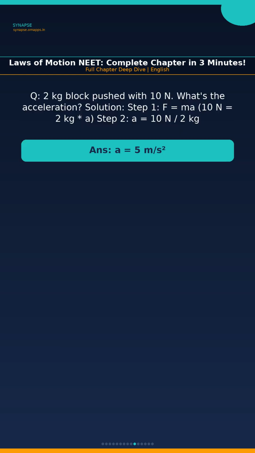Let's solve a problem. A 2 kg block is pushed with a force of 10 N. What is the acceleration of the block? To solve this, we use F equals ma. So, 10 N equals 2 kg times a. Solving for a, we get a equals 10 N divided by 2 kg, which equals 5 meters per second squared.